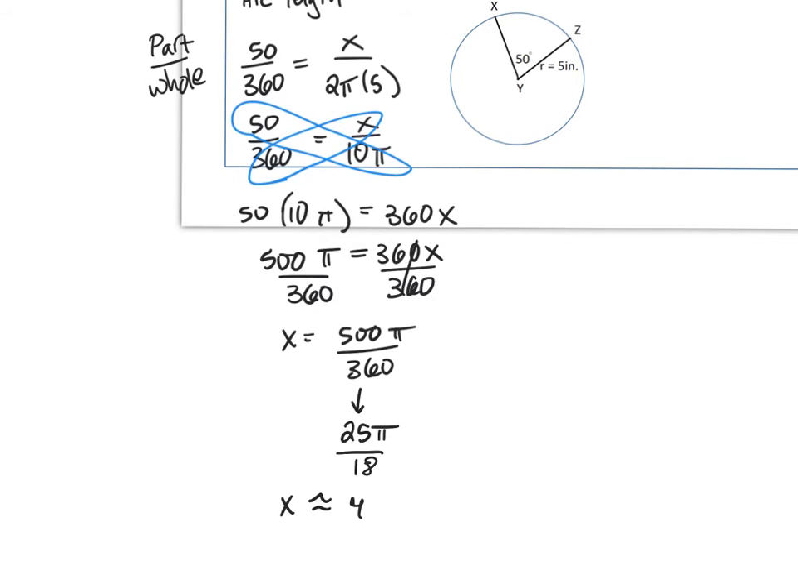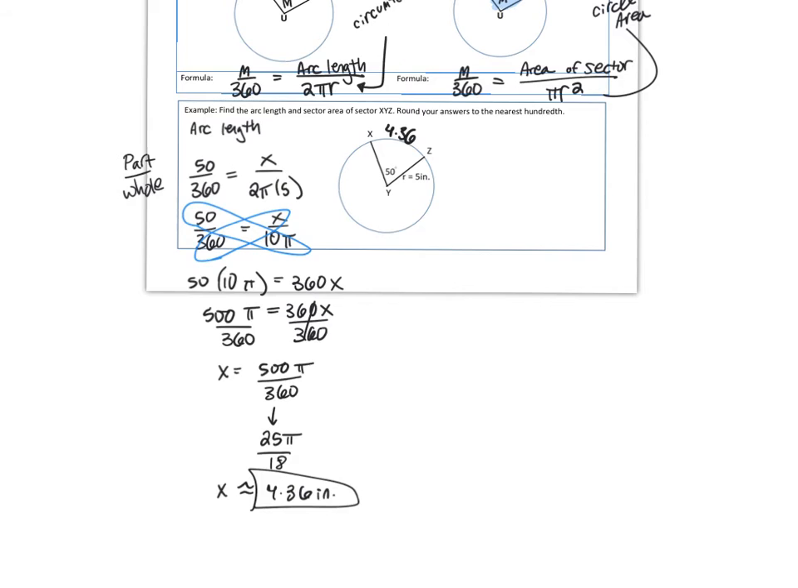4.36 inches. So that would be our arc length. So the distance from x to z along the circle would be 4.36 inches.